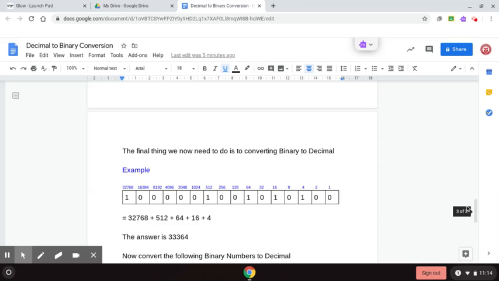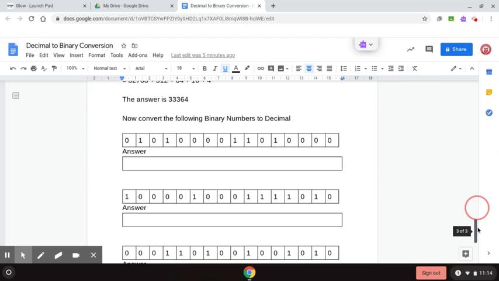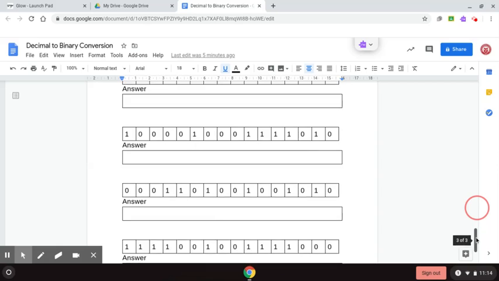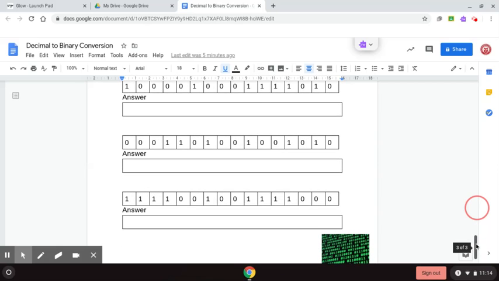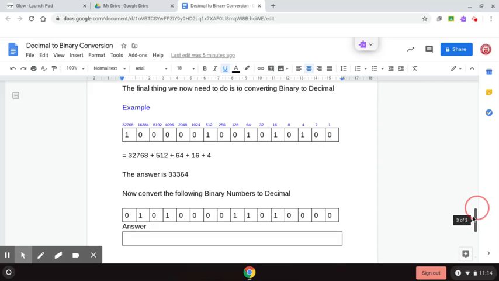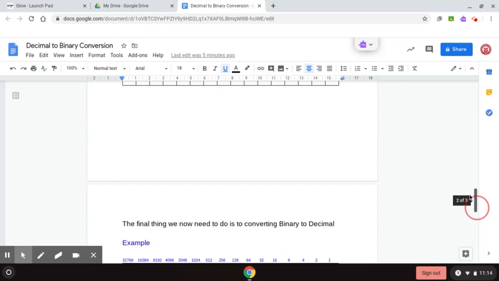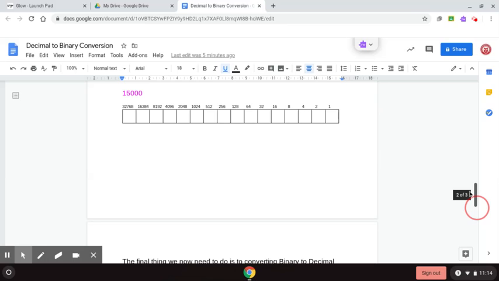So the final wee bit of the task is going to be converting the following binary numbers to decimal. So you've got 4 binary numbers that you're going to convert to decimal. So this task is out of 12 marks. Can you complete that on the Google Doc, please?